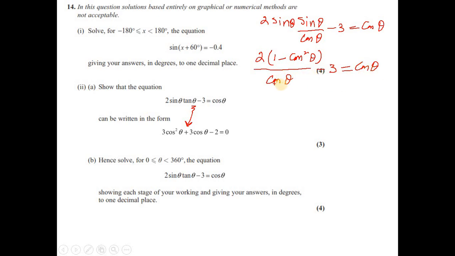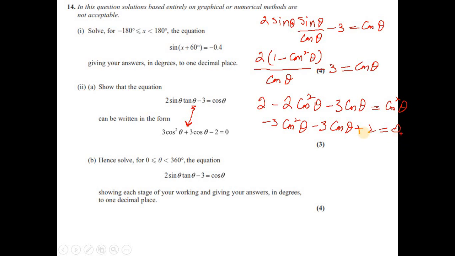You need to simplify this, take the LCM cos theta and multiply 2 with that, so 2 minus 2 cos square theta minus 3 cos theta, and after taking the LCM, this cos theta is going to multiply with this cos, so cos square theta. Now if you rearrange this equation, this cos square theta goes on the other side, so this is minus 3 cos square theta and then minus 3 cos theta and then plus 2 equal to 0. This is the simplified form, but in our required form, the first and second terms should be positive and the 2 should be negative. Now you see we have the opposite sign, so you multiply the equation by minus 1.